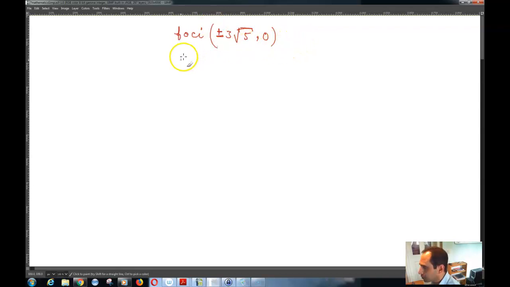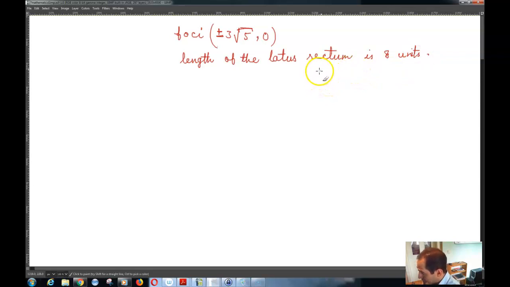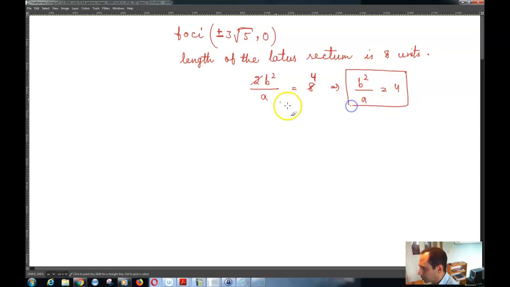and the length of the latus rectum is 8 units. So you know that the length of the latus rectum is basically 2 times b squared over a, and if that's equal to 8 units, that means that this is 4, and so what that means is that b squared over a is equal to 4. So that's one thing that we get here.